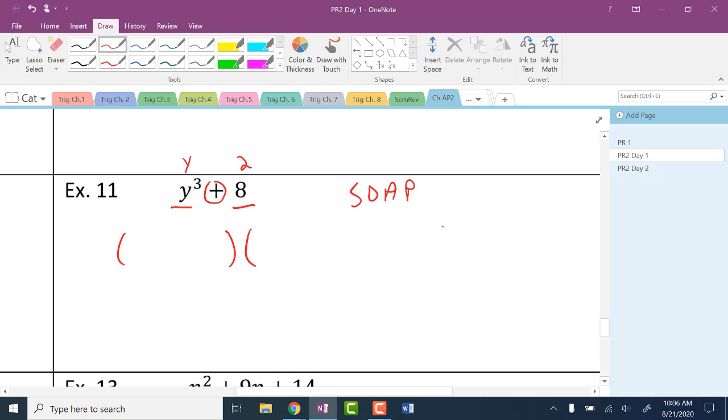SOAP. Here's what SOAP stands for. This is a formula. This is something you're going to have memorized and lock it in. SOAP. This stands for same. And I wish I was in class. How many people remember SOAP? And I bet you over half of you would raise your hand. Same is same sign.